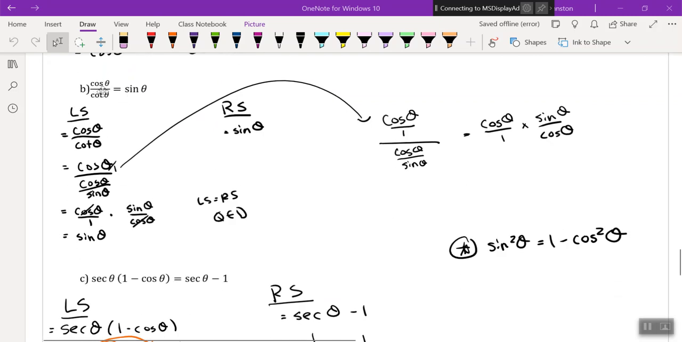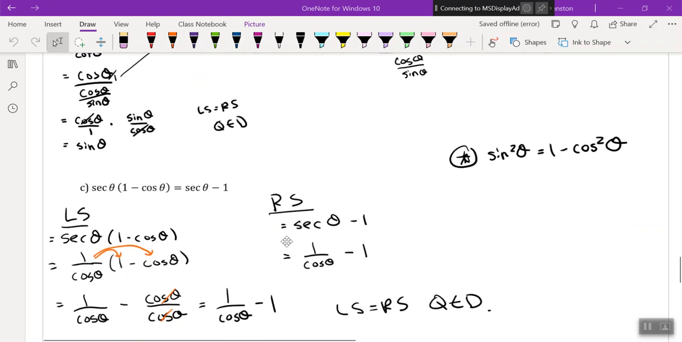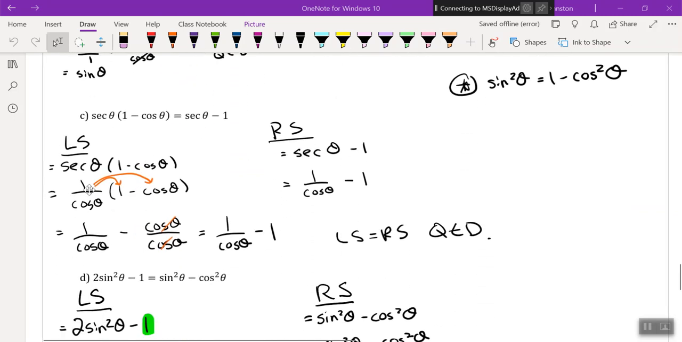This next one, we have cos over cotangent. Anytime you see cotangent or tan, change it to sine over cos or cos over sine in order to simplify it a lot more. Same with something like this. Here we have 1 minus cos squared, but remember that 1 minus cos squared theta is sine squared theta. So you can't just change this to sine theta because it has to be squared there.